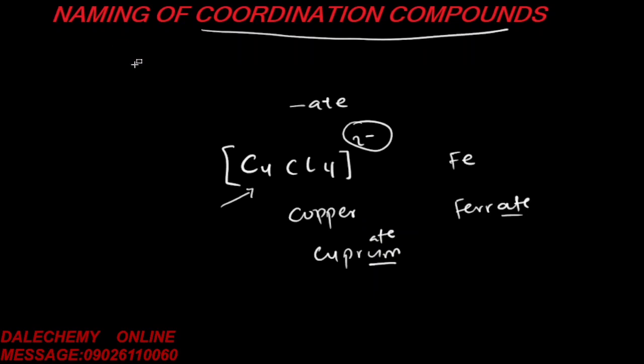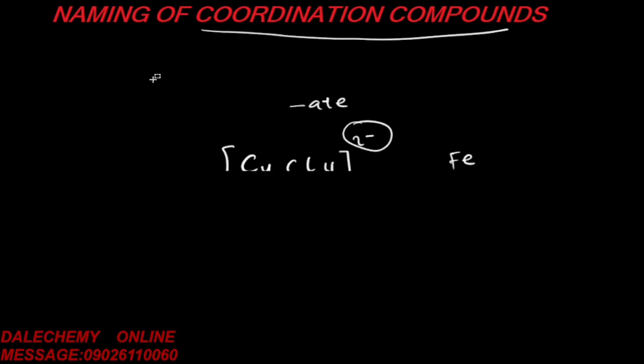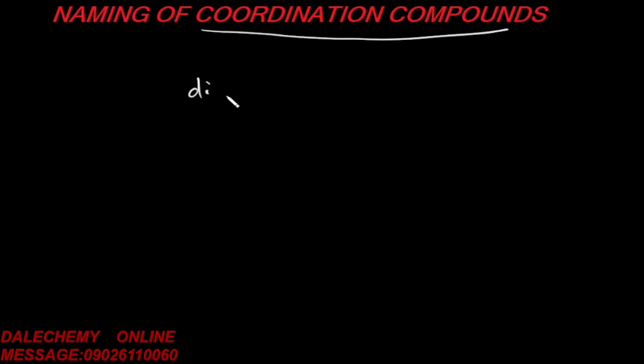And this last rule is talking about when you have more than one ligand of the same type. If you have more than one ligand of the same type, you put di for 2. For instance, in the first compound that we had, we have NH3 2, so in this case it will be diammine. If you're having 2 chloro, it will be dichloro, like that.